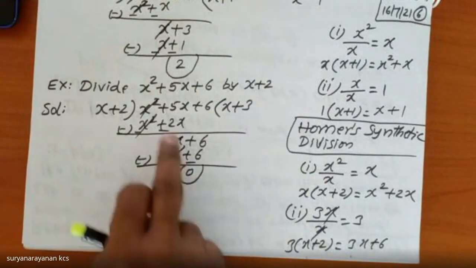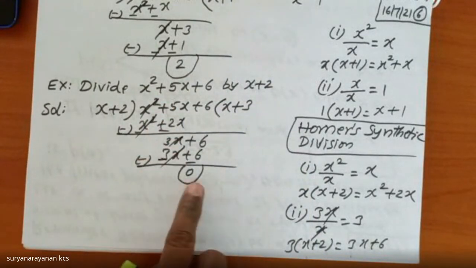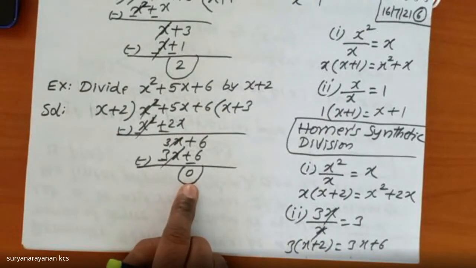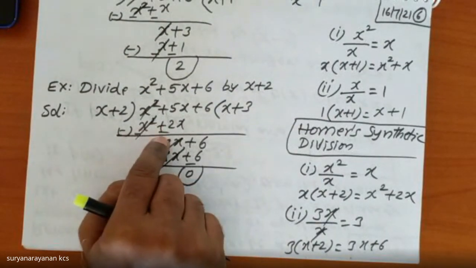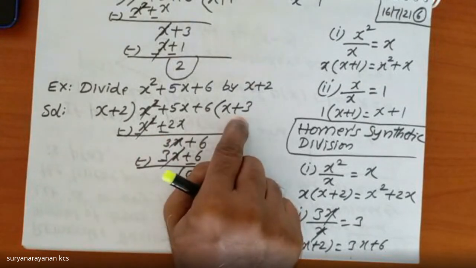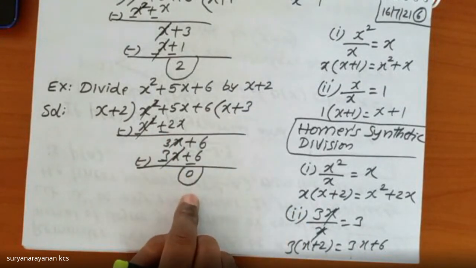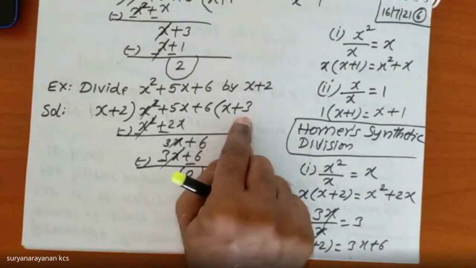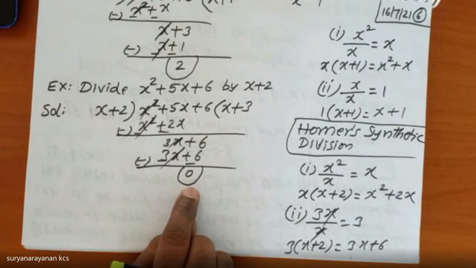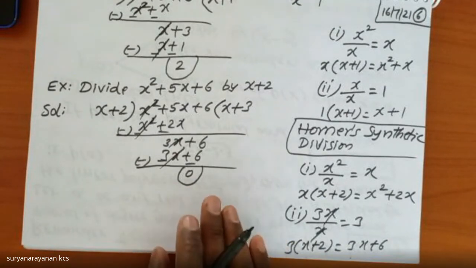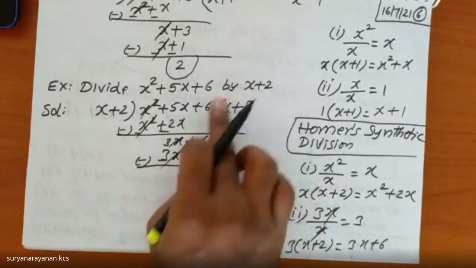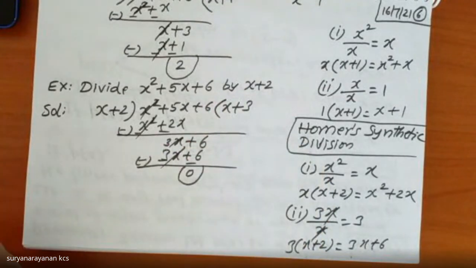Okay, my children, here we have used long division to find the remainder. But the advantage in this long division is we can find the quotient as well as the remainder. But by using the remainder theorem, you can find only the remainder. We cannot find the quotient. Understood this point, my dear children?